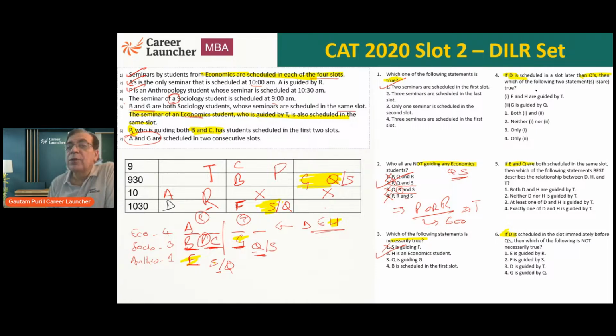Okay. Now, which of the following statements are true? If D is here, who are the other 2 people left? E and H. So E and H will be in this slot. Now, whether it will be E at 9 a.m. or E at 9:30 a.m., we don't know. But both E and H are now being guided by T. Okay. Statement 1, E and H are guided by T. Perfectly right. Now, in this particular scenario, E and H are guided by T. Statement 2, G is guided by Q. Yes, G is guided by Q. Perfect.